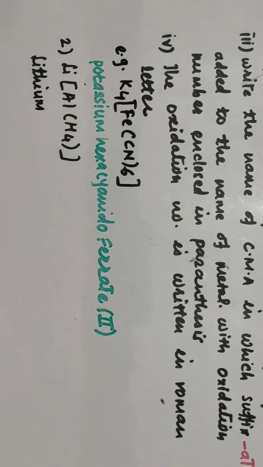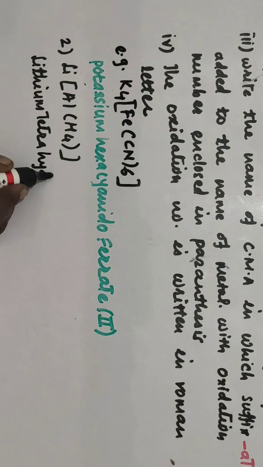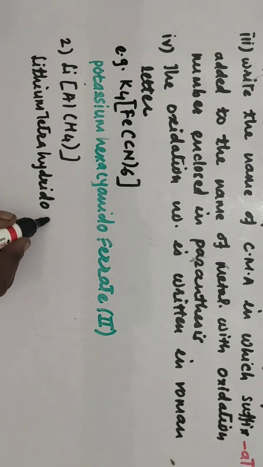Then you go for the ligand. Now here the ligand is H minus, hydride, and 4 H minus ions are there. That means it is tetra. IDE gets changed to IDO, so it is hydrido. Then the central metal atom is aluminium, and the suffix is changed to ATE, so it is aluminate.